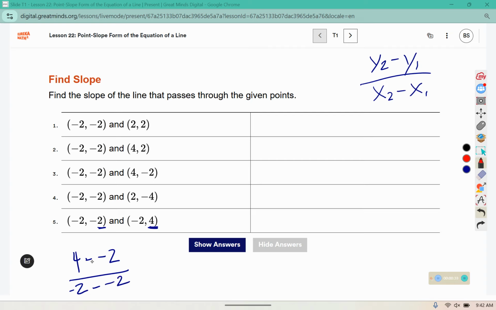When I have minus a negative, we can think of that as adding the opposite. 4 plus 2 is 6, and -2 plus 2 is 0. If you try to type that into your calculator, that's going to give you a divide by 0 error, which means that it is an undefined slope.